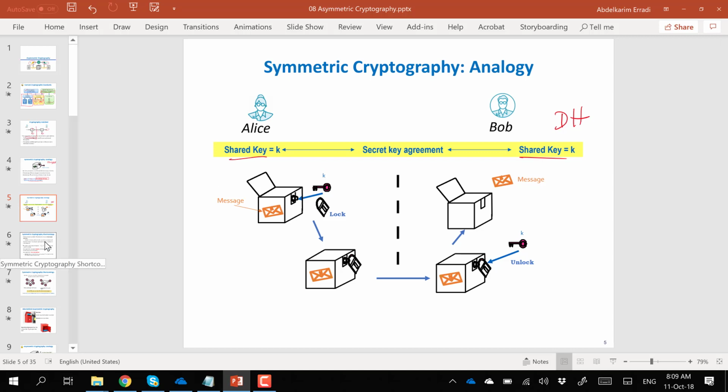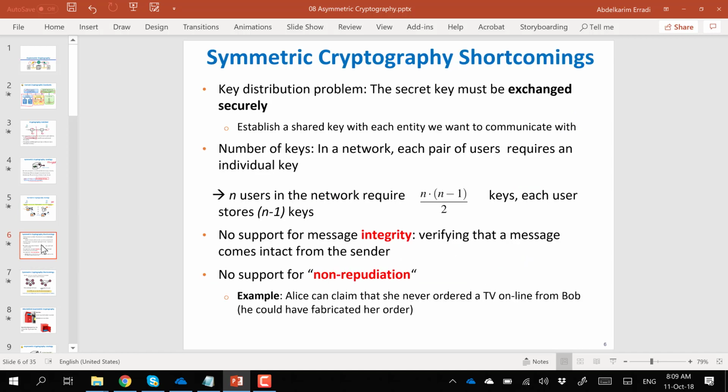Now, this is all nice, but it has some limitations. And these limitations, we are discussing them to motivate the need to move towards asymmetric cryptography. Of course, we are not throwing away symmetric cryptography. I will explain how it works, how we combine both. In real life, we combine both.